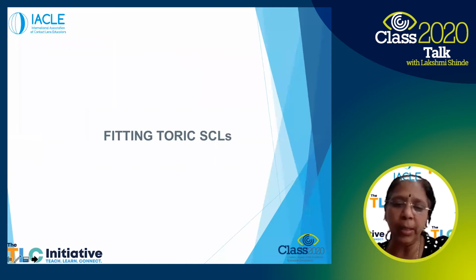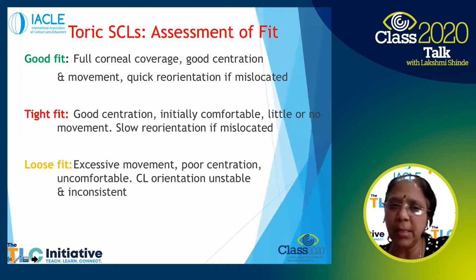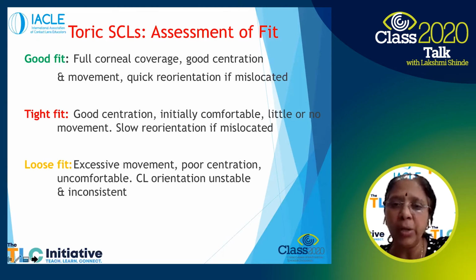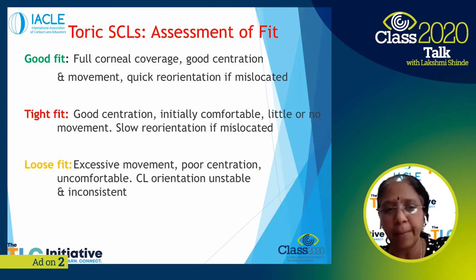So when you actually look at fitting of toric lenses, it's very much the same as any normal soft contact lenses. There's nothing really different in terms of assessing the coverage of the lens, whether it's covering the limbus, whether it's centered well, and all of that. The only addition being the rotation of the lens, which all of us should be conscious of by looking at the scribe marks.